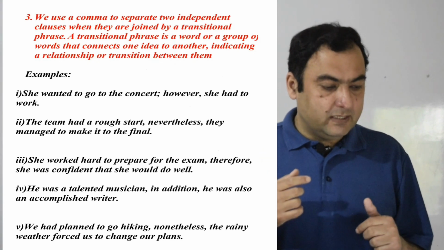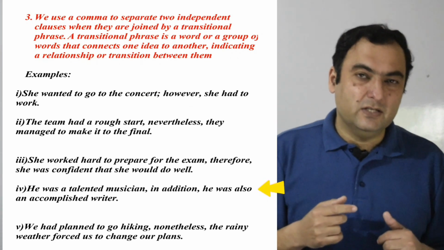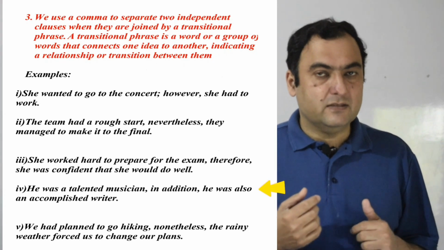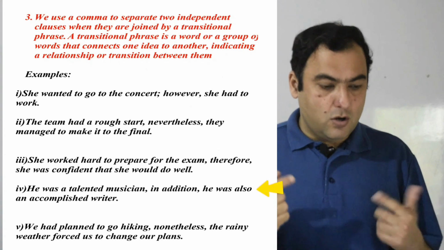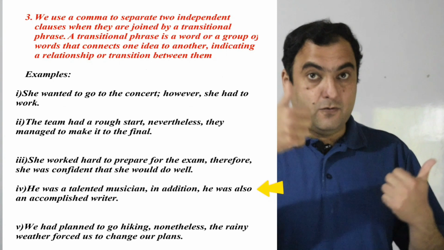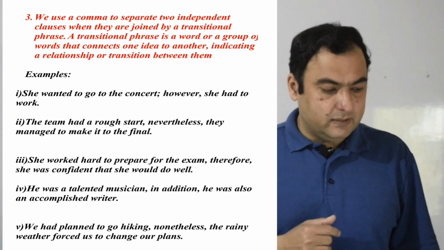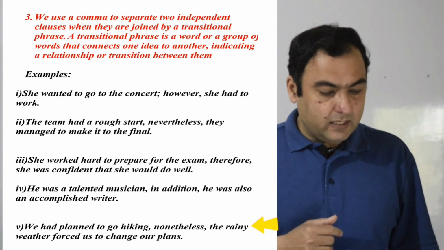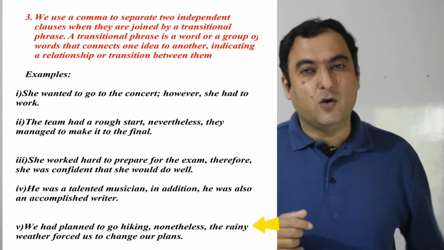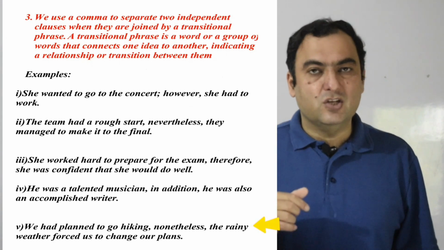The fourth example sentence: he was a talented musician, comma, in addition. So after "in addition" we have a comma, and "in addition" is a transitional phrase, and a comma is used after that. In addition, he was also an accomplished writer, a great writer, like an expert writer. And the last example sentence: we had planned to go hiking, nonetheless the rainy weather forced us to change our plans. So we have a comma after "nonetheless." So "nonetheless" is a transitional phrase.